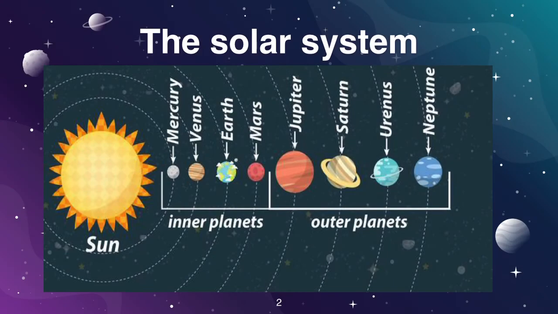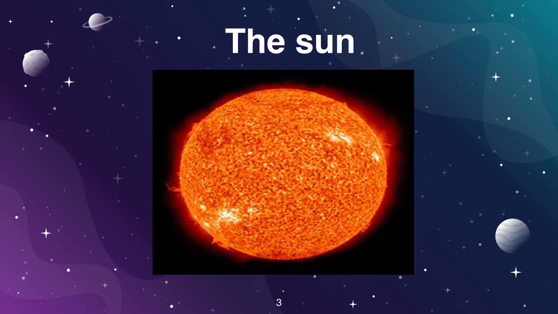The solar system. Now we know that the earth and the other 7 planets together with their moons and the sun make the solar system. Now let's study the components of the solar system starting from the sun. The first component of the solar system is the sun.